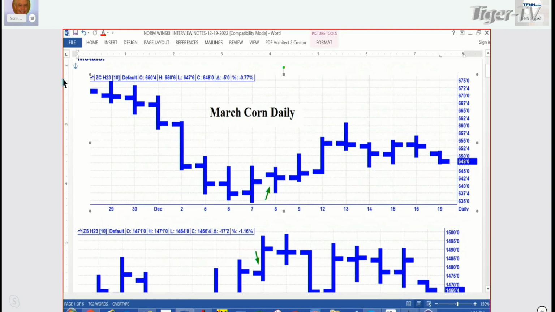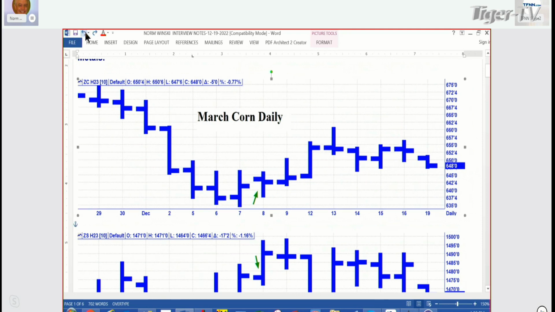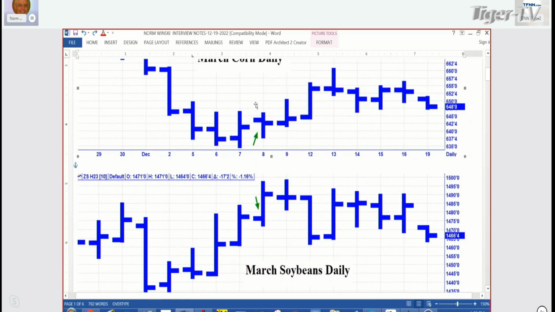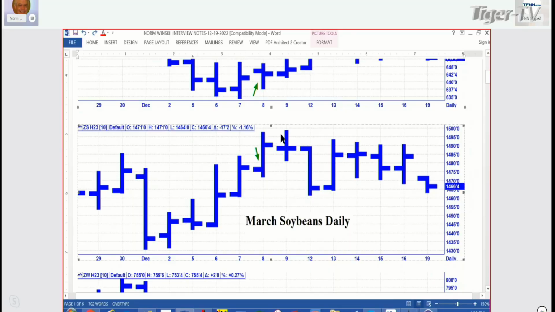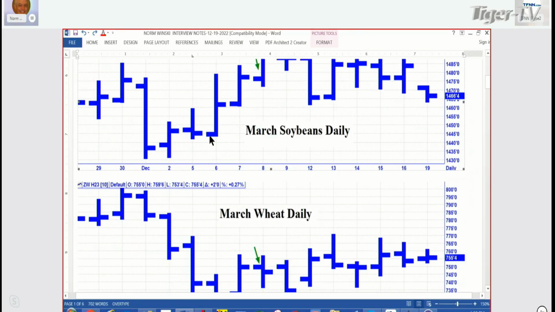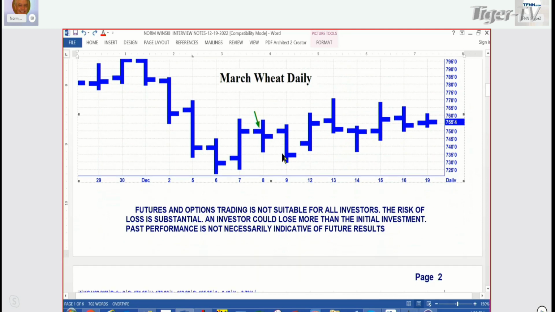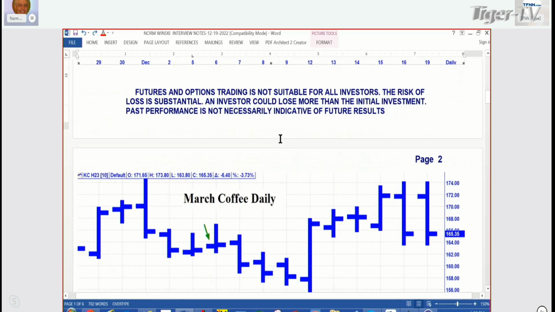Uh-oh, something happened there. Wait, let me just fix that. There we go. All right, then we had the beans going up, up, up into the moon. That was kind of strange that the corn was on a low, but the beans were on a high, and you were just a day ahead of that high there. And then it went down, and you had a chance to make some money. Here's the wheat that rallied into the moon, and you had a little short-term top there on the wheat and a pullback, so you had a chance to make some money.